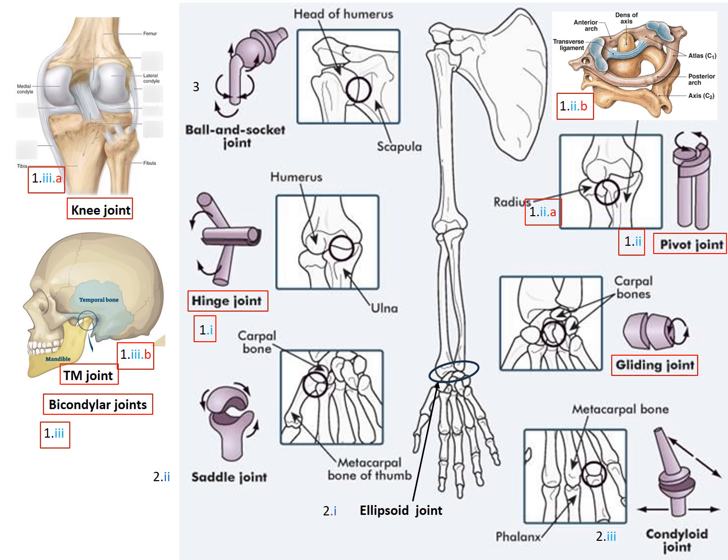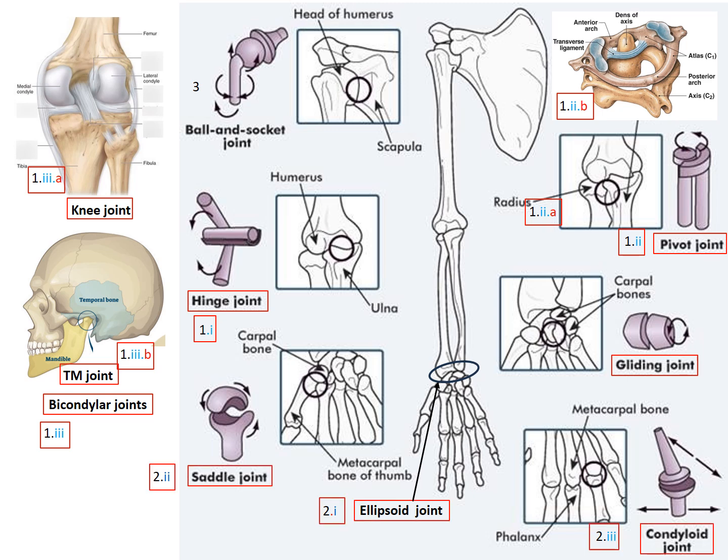Third variety is bicondylar joints. This variety has again two types. Number one, joints with a single capsule, example knee joint. Number two, joints with two separate capsules. Example is temporomandibular joint.